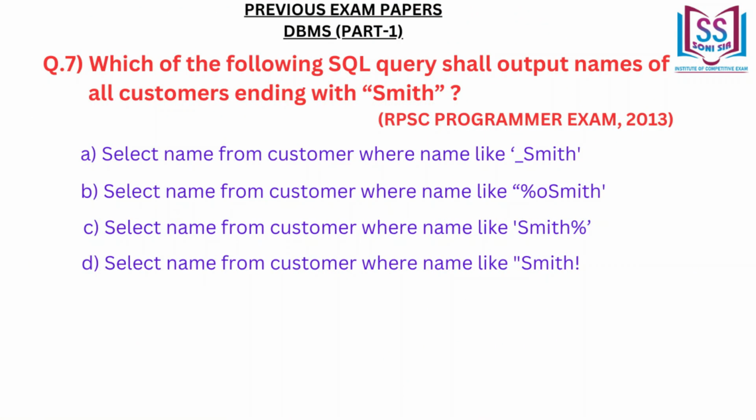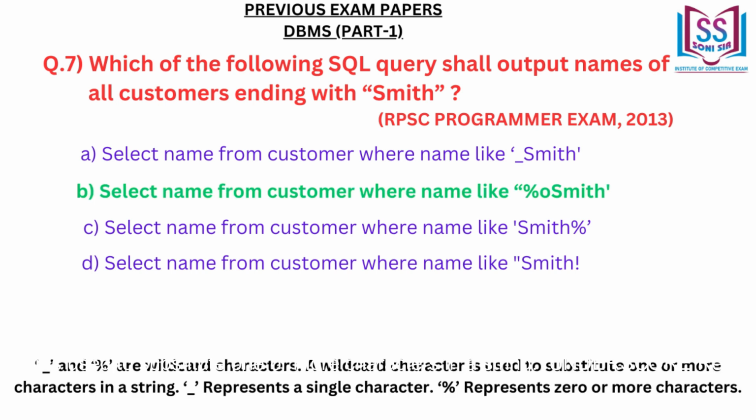Which of the following SQL queries shall output names of all customers ending with Smith? A. Select name from customer where name like '_Smith'. B. Select name from customer where name like '%Smith'. C. Select name from customer where name like 'Smith%'. D. Select name from customer where name like 'Smith!'. Correct answer B. Select name from customer where name like '%Smith'.